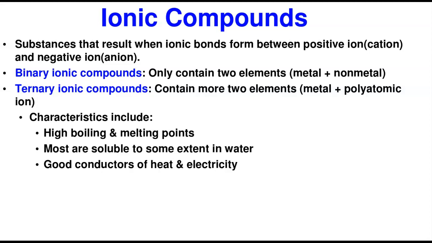All right, ionic compound. Now, of course, I said it earlier, substances that result when these ionic bonds are formed is what we call an ionic compound. Of course, this compound involves the cation, the positive ion, and the anion, the negative ion. Now, there are 2 main types we're going to be looking at.